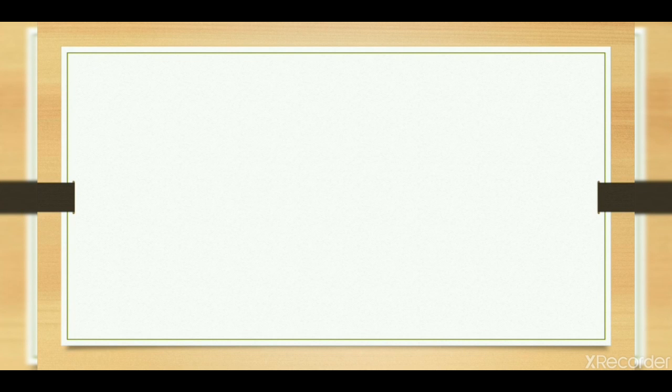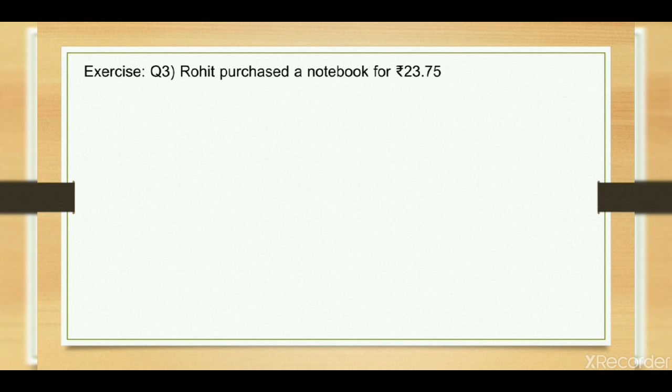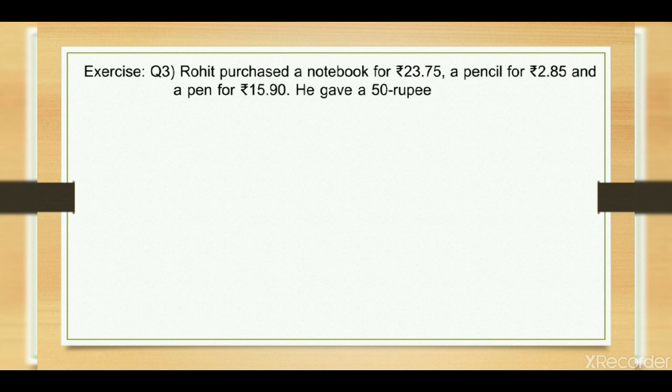Let's take an example of a word problem question where both operations will be used, that is addition and subtraction of decimals. This question has been taken from your book exercise. So the question is, Rohit purchased a notebook for rupees 23.75, a pencil for rupees 2.85 and a pen for rupees 15.90. He gave a 50 rupee note to the shopkeeper. What amount did he get back? That's a very simple question. Let's understand this question practically. You have been to a shop, a stationery shop.